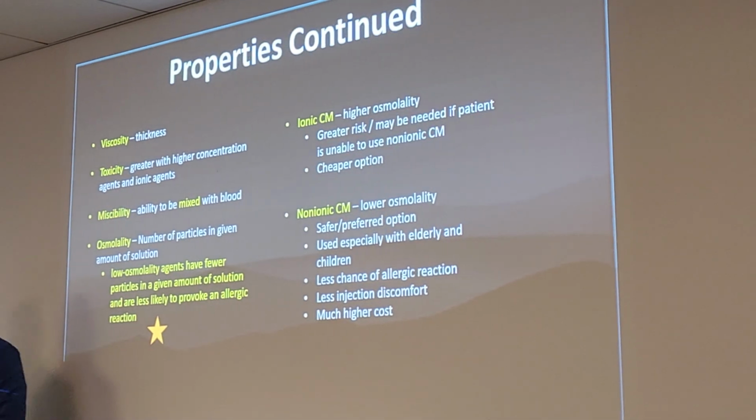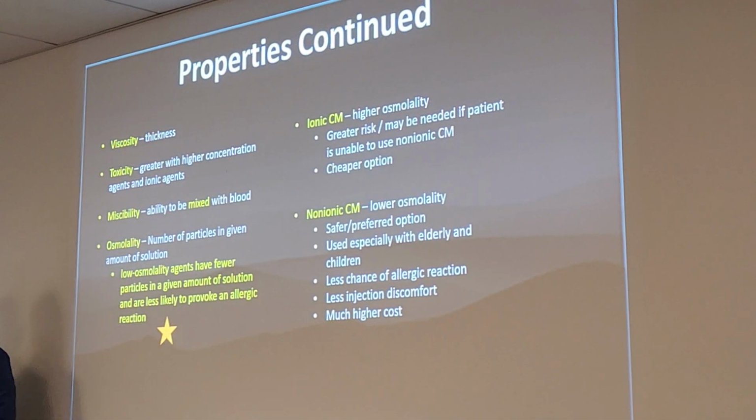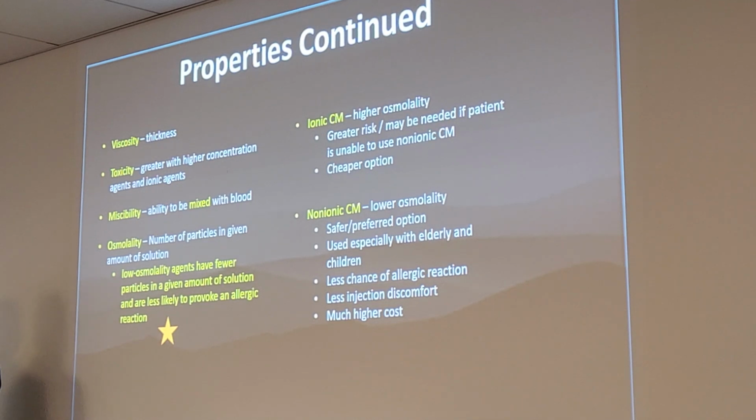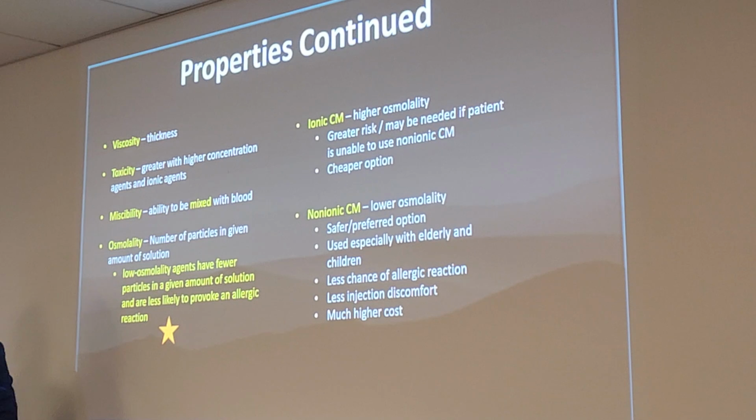All right, more properties, more vocabulary, guys. Please write these down, know what they mean. Viscosity, we already said. In medication, viscosity is thickness. Toxicity, something we do not want. That's greater with higher concentration agents and ionic agents. In other words, the ionic agents are more reactive because they dissociate, thus causing more toxicity, which is undesirable.